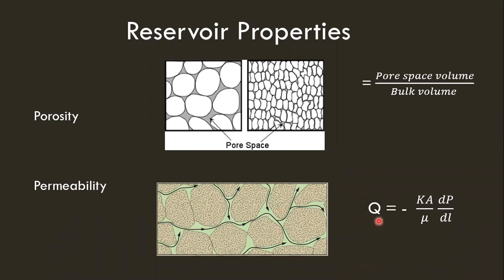This was given by Darcy's law, where Q, the flow rate of oil, is equal to minus K A by mu, dou P by dou L. K represents permeability, the one we are discussing. A represents the area of this reservoir rock. Mu represents the viscosity of the oil present inside the rock. dP represents the pressure difference, since oil starts to move from high pressure to low pressure. dL is the direction of the x-axis, or length.